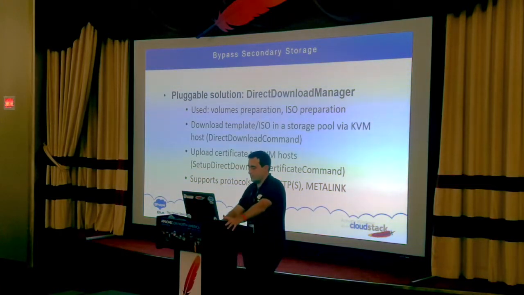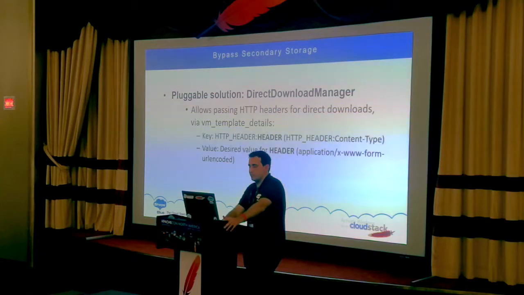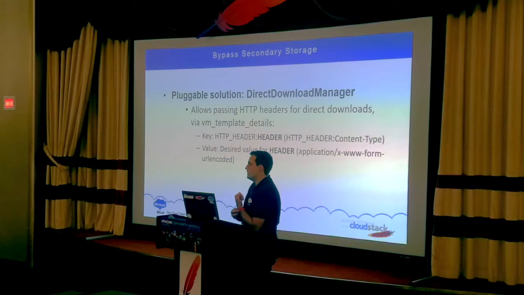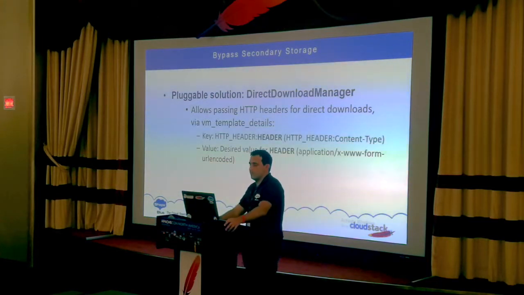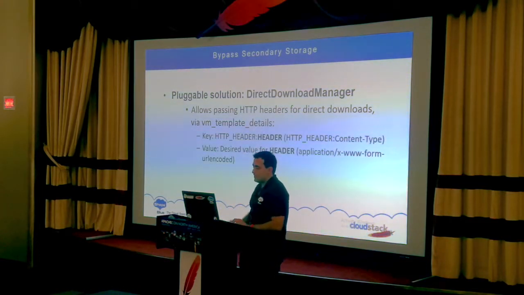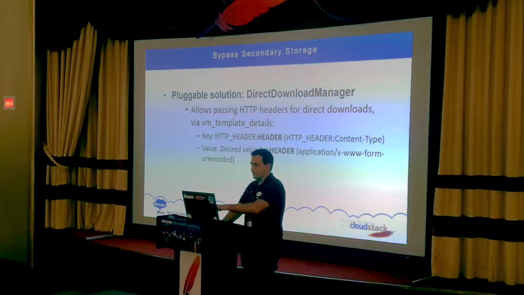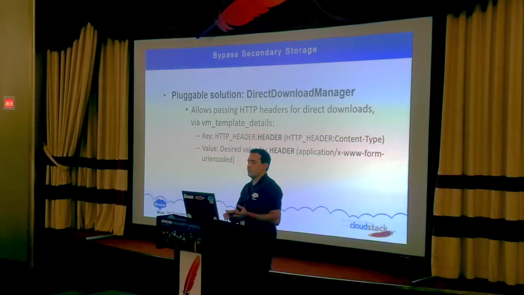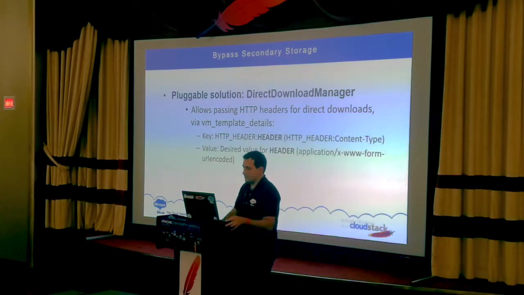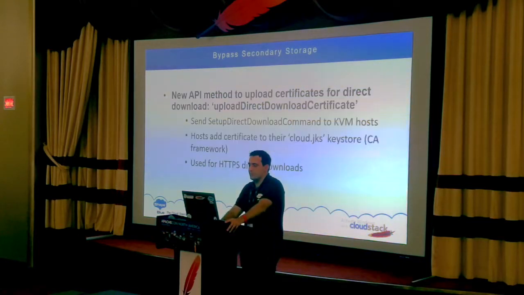The certificates are used for HTTPS downloads, and it also has the ability to set HTTP headers used for these downloads by setting the VM template details table, prepending the word HTTP header as shown on the slides, and then the name of the HTTP header. In that example, we wanted to pass content type, and we have added these values on the Cloudstack database. So our new manager will pick those up and send them to the host for the HTTP downloads.